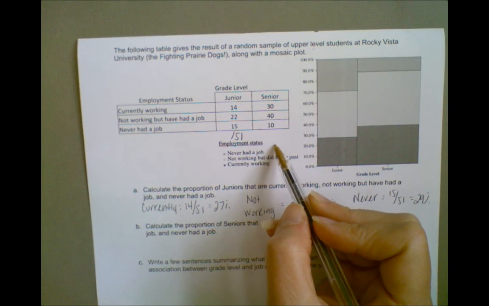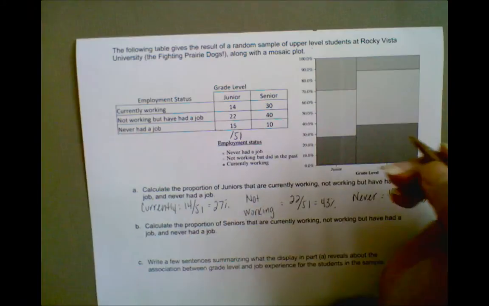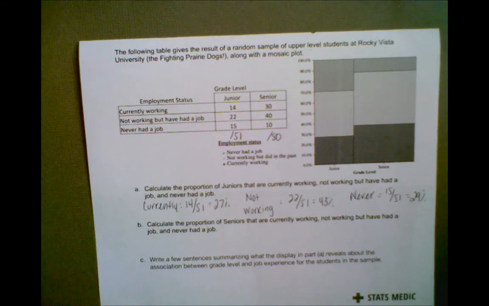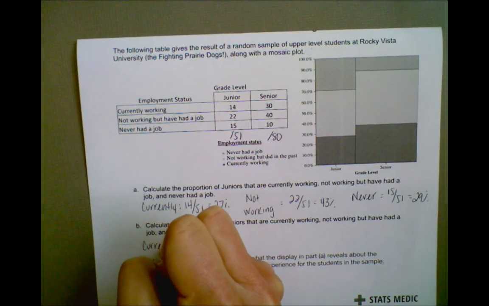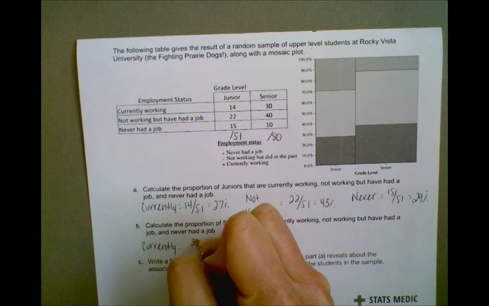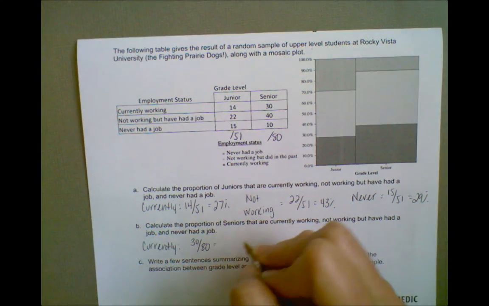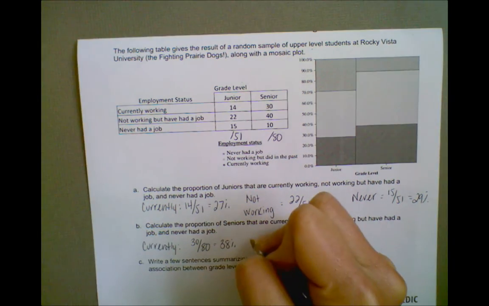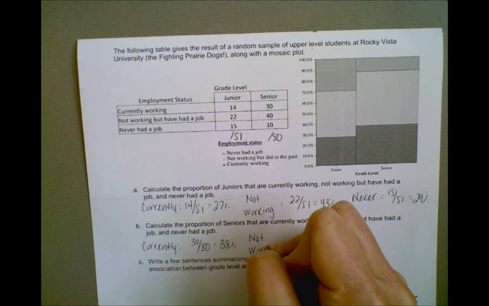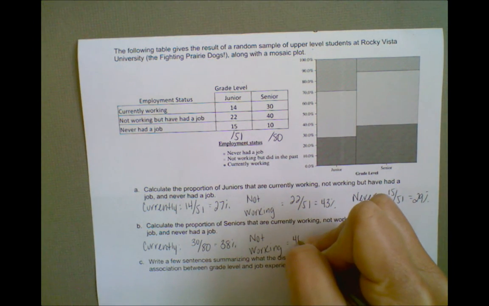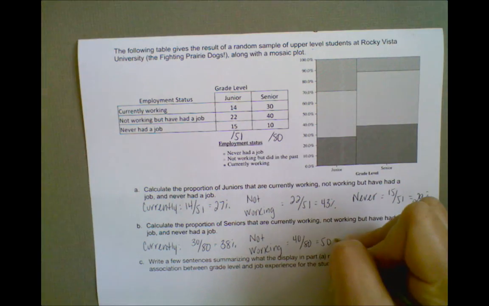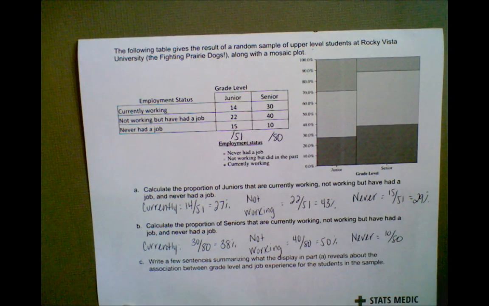We can do the same for the proportion of seniors. So again, we need this total here. So that's going to be 80 seniors, if I take that running total. So currently working is going to be 30 out of 80. So that'll be about 38%. And then not working is going to be 40 out of 80, so that'll be 50%. And then never is going to be 10 out of 80, which will be about 13%.